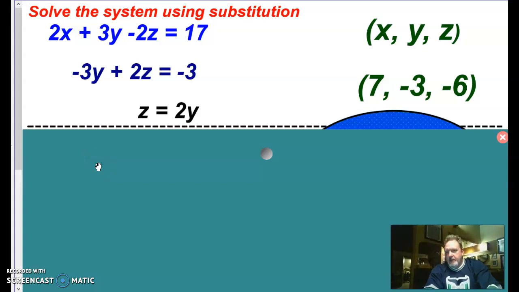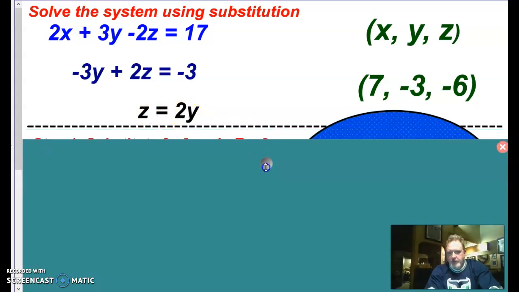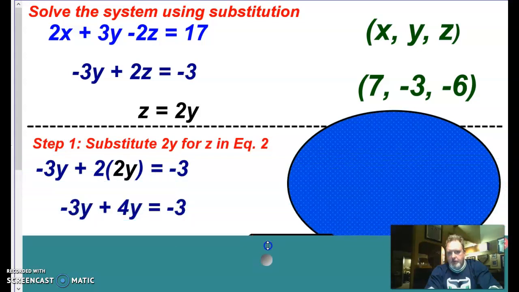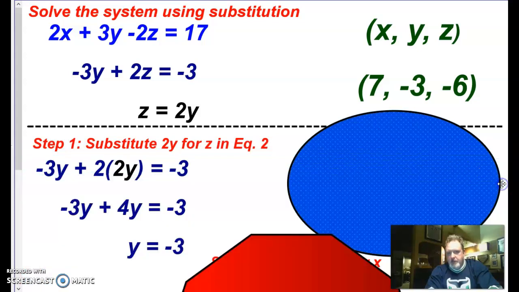All right, here's another system. This time, instead of z equal to a number, they told us that z is equal to 2y. And that's okay. That's going to work for us just fine. So what we're going to do here, we will plug this 2y in here for z. That will give me an equation all in terms of y.